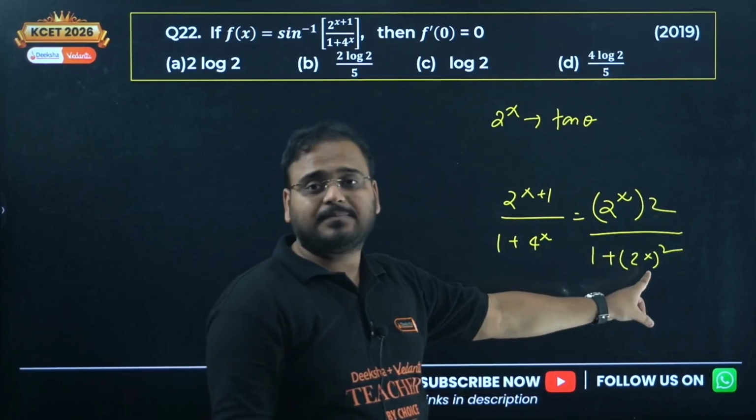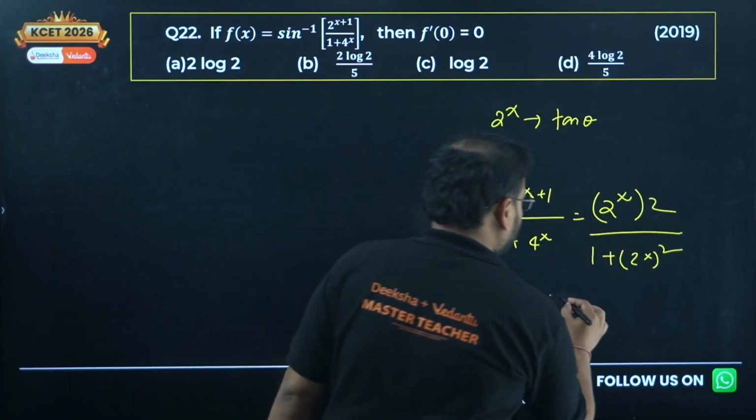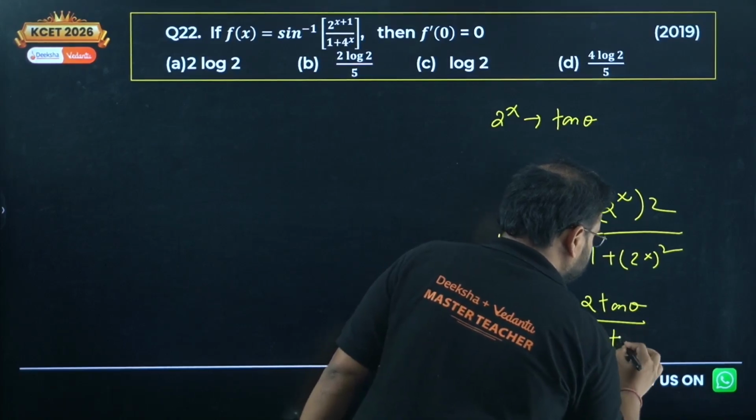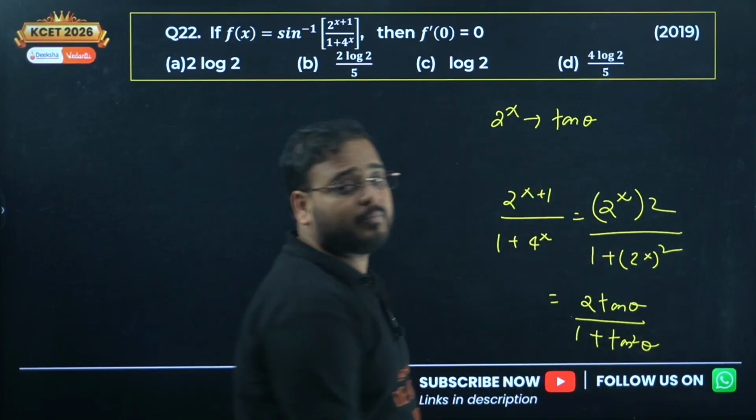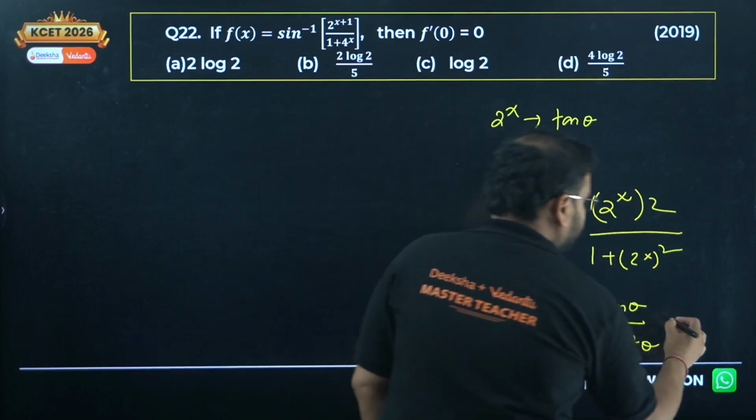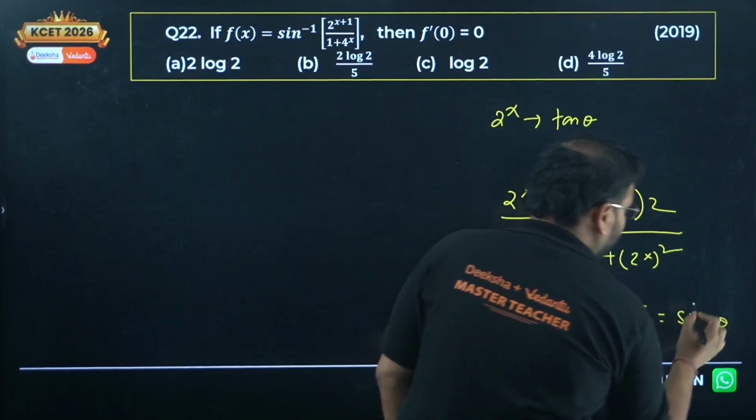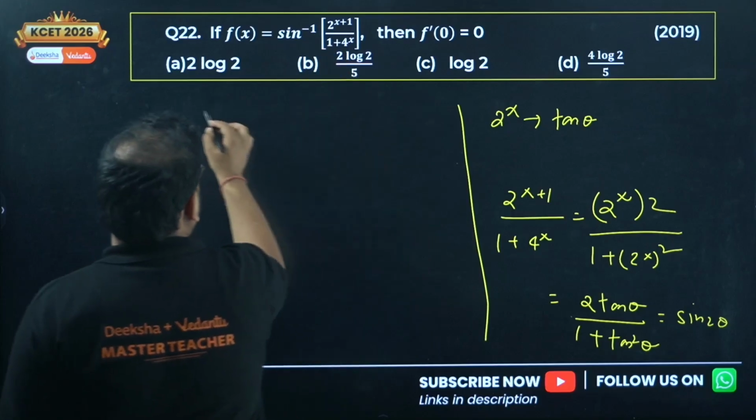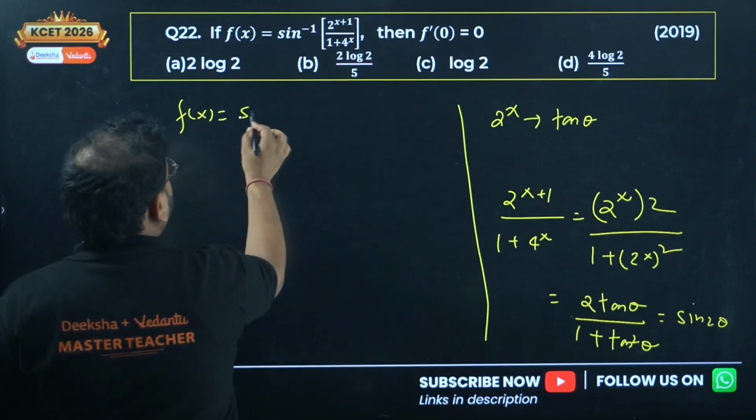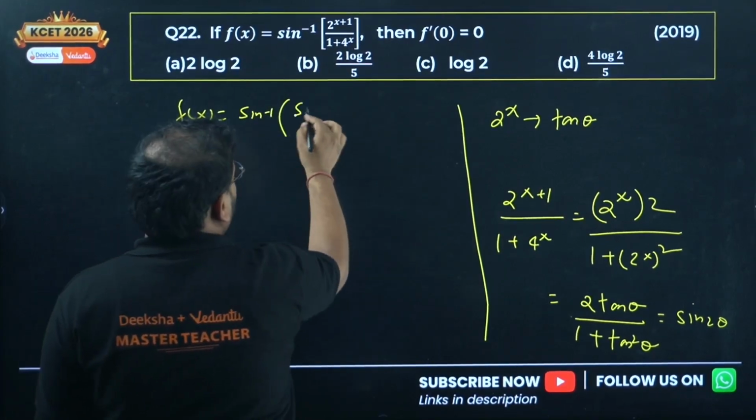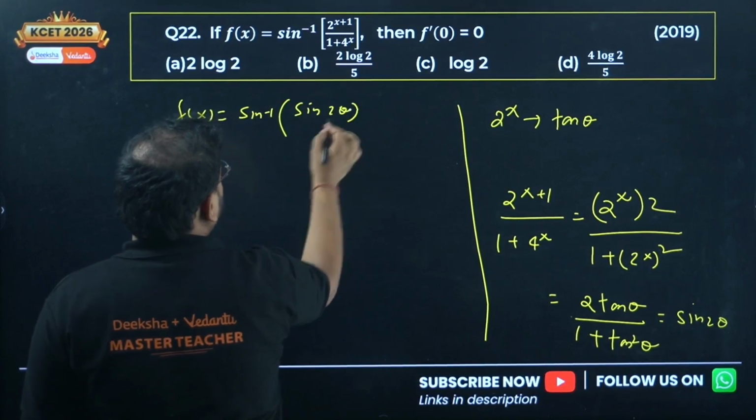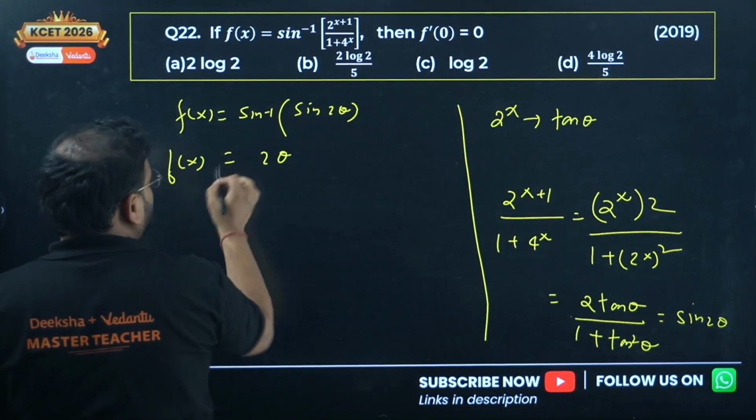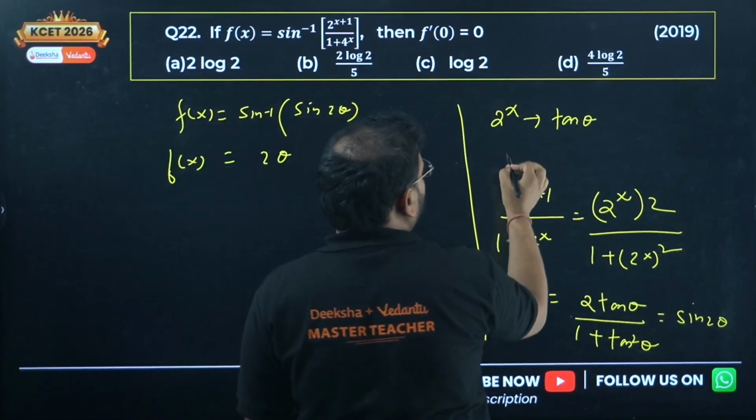So 2 power x is what? Tan theta. Check here. You get 2 tan theta divided by 1 plus tan square theta. This is nothing but sine 2 theta. Now you're getting what I did? Why did I do this? Because we have sine outside. Now you apply this: f of x equals sine inverse of sine of 2 theta. What is the answer? Please check. Simply 2 theta. So what is the f of x value? 2 theta.